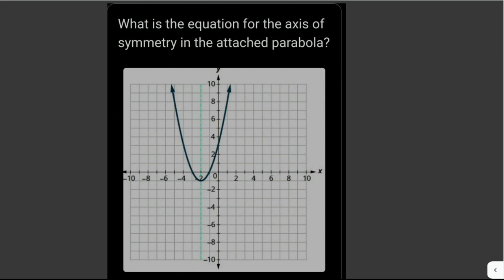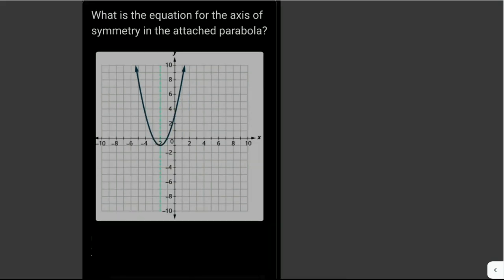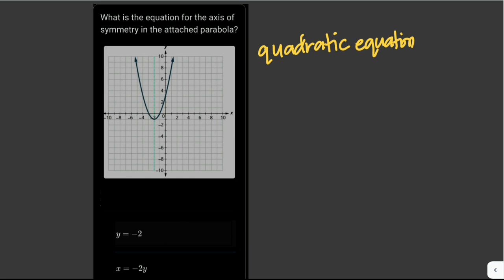So in this problem, we're given a graph and it's a parabola. A parabola is a graph of a quadratic equation. A quadratic equation is an equation with a degree, or highest exponent, equal to 2, in the form of ax squared plus bx plus c, where a, b, and c are constants, or the coefficients of each of the terms. Now in the problem, we are asked for the equation of the axis of symmetry.